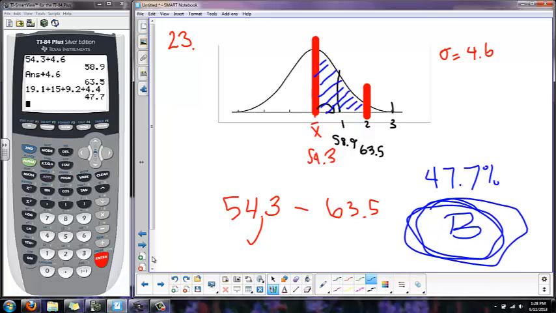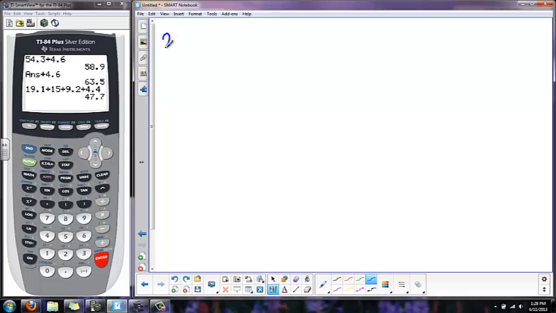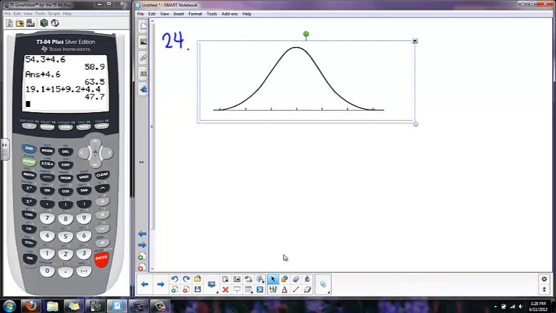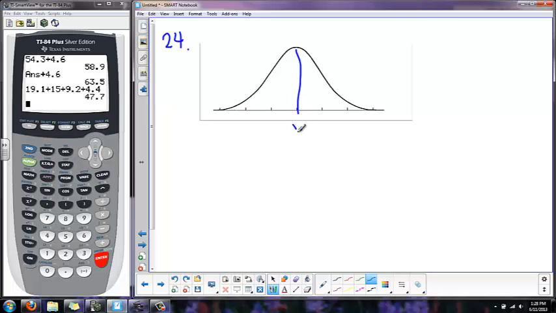Okay? And finally, the last question that you have for this homework assignment is number 24. On a standardized test with normal distribution of the scores, draw a normal curve. The mean score is 82. Standard deviation is 6. Which interval contains 95% of the scores?